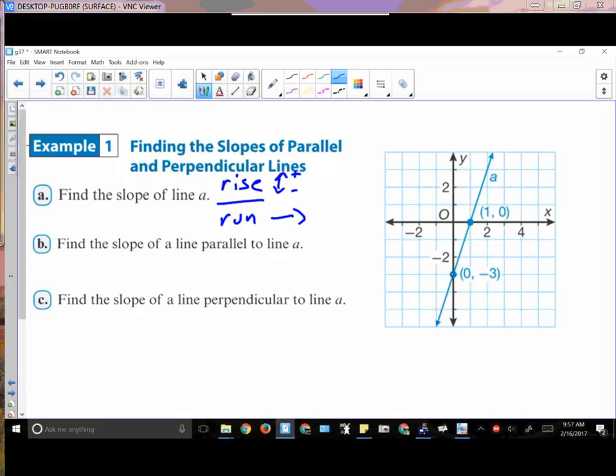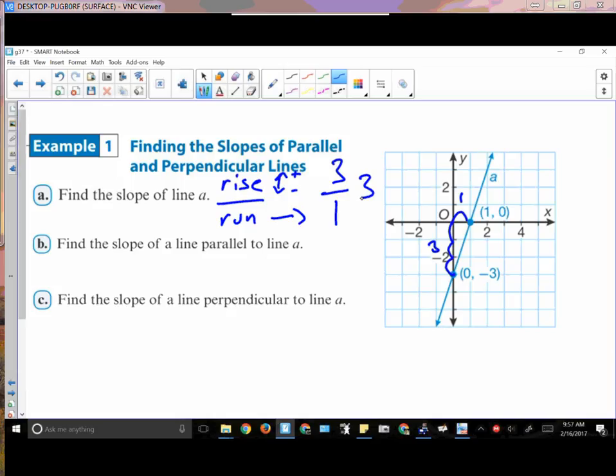So it's going up how far? 1, 2, 3, and over 1. So it has a rise over run of 3 over 1, which simplifies down to simply 3. Okay? So the slope of A is going to be 3.